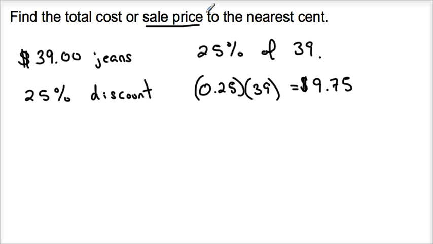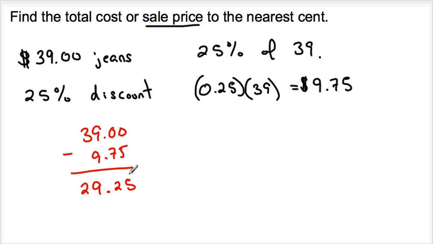They're asking for the sale price, so I must take one more step and do $39 minus $9.75, subtracting my discount, and I should get an answer of $29.25 as my final sale price. So if the question is asking for the discount, what is the discounted amount? $9.75. What is the final price or sale price after a 25% discount? $29.25.